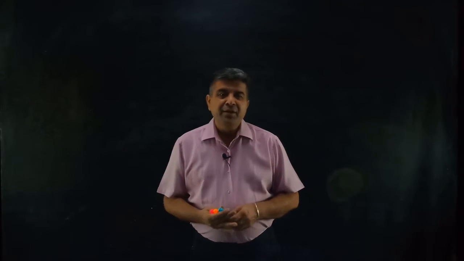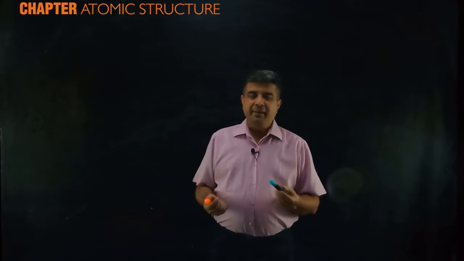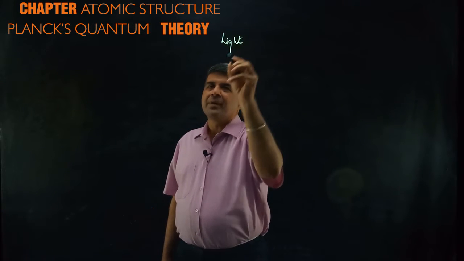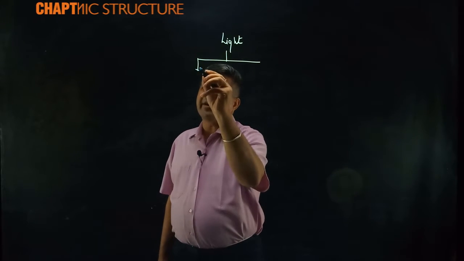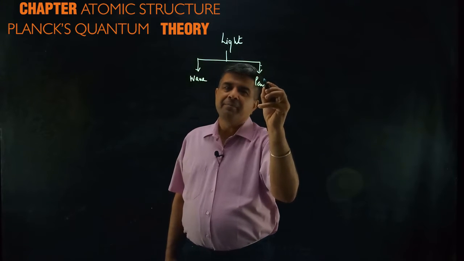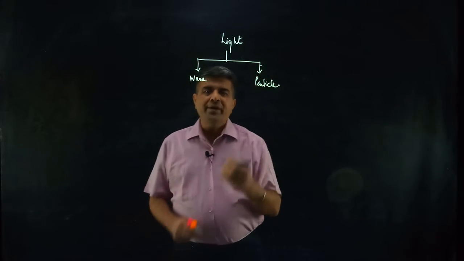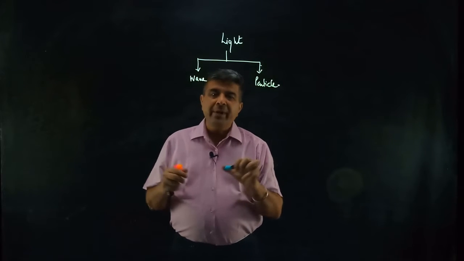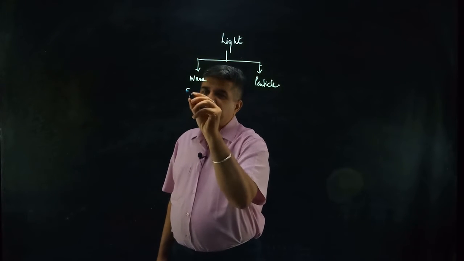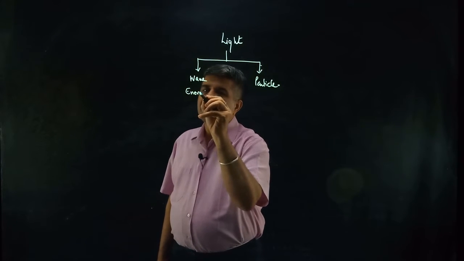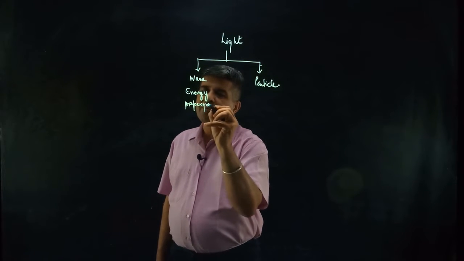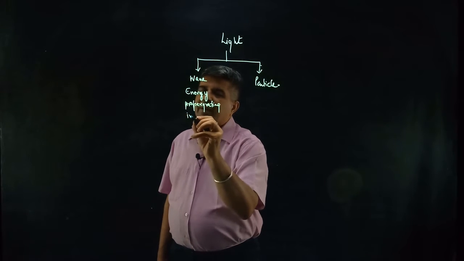Welcome back. So we are discussing light has two characteristics. It can have a wave character and it can have a particle character. Now what is a wave? Wave would be energy propagating in space.